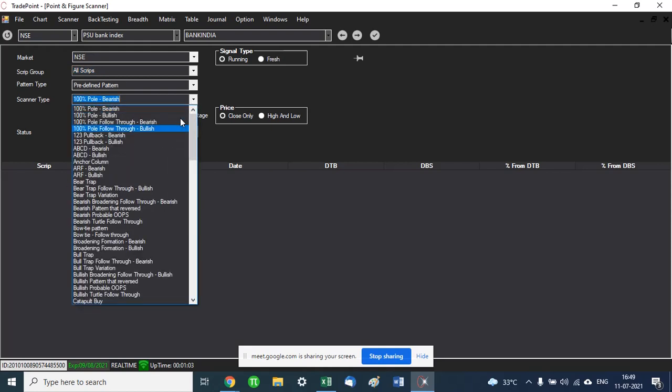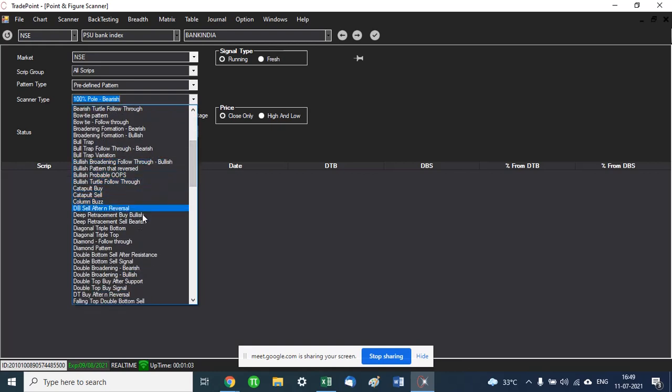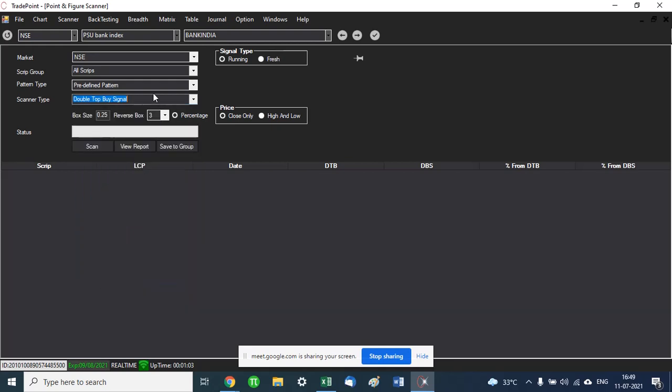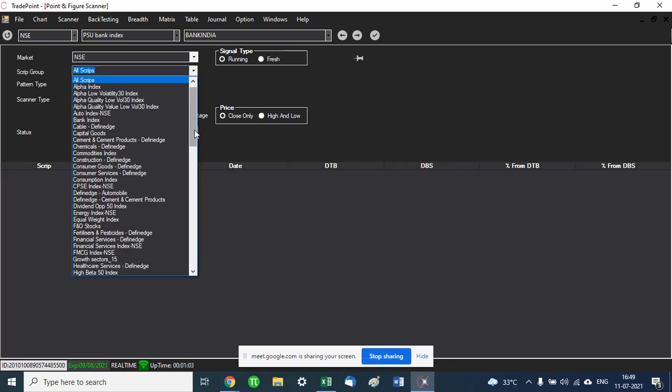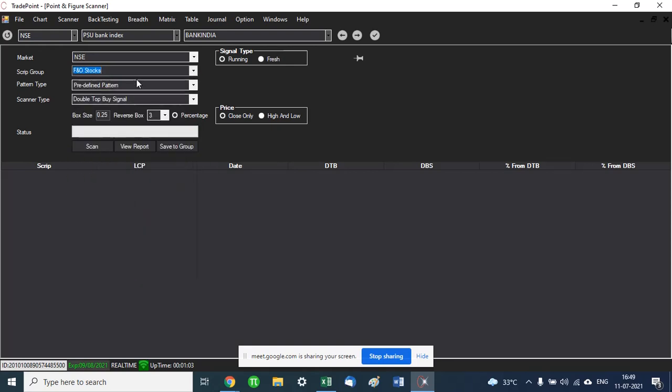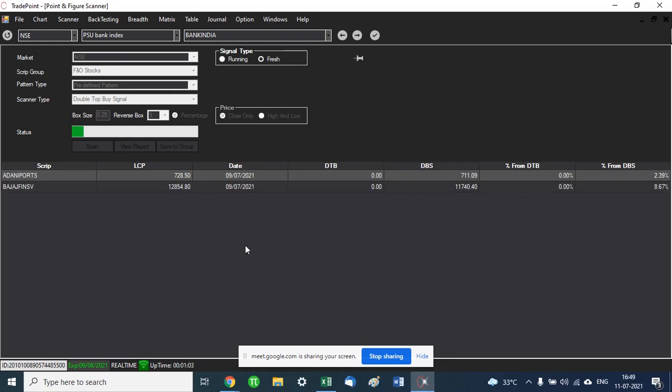So for example, we want to see, let's say, which are the stocks that are giving a double top buy. Okay, so here is a scan for double top buy signal. Let's say, instead of all scripts, because it will scan a lot, let's just make it FNO stocks. So FNO stocks, we want to see which are the stocks that are giving a double top buy signal with a box size of 0.25% on daily basis. We click fresh because we don't want the old ones, and we run the scan. So it's scanning all the FNO stocks to see which are the stocks that are presently giving a double top buy.